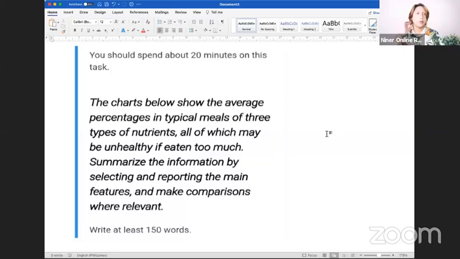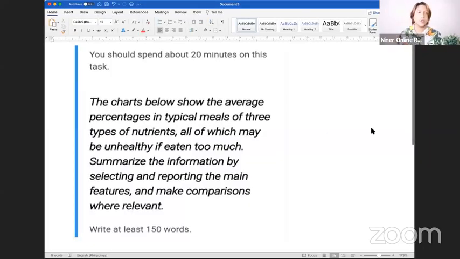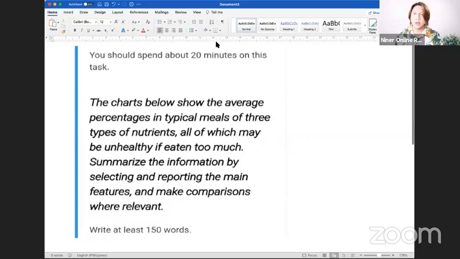Okay, so I have already copied the question, and here is our question. All right. The charts below show the average percentages in typical meals of 3 types of nutrients, all of which may be unhealthy if eaten too much.